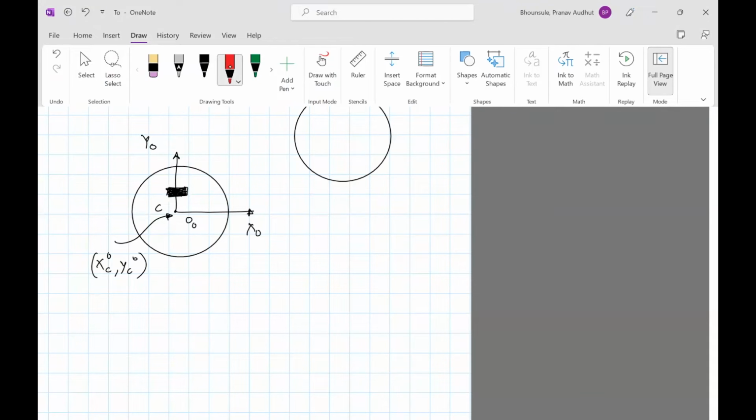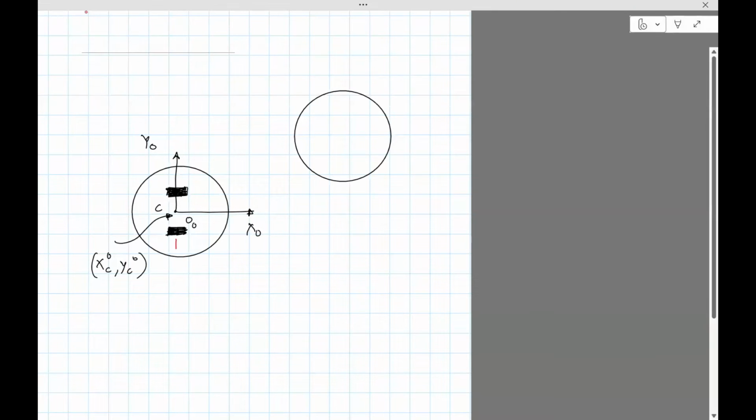Okay, so we'll define a radius for the wheel. And then we'll also define the distance between the wheel and this point C. That's point C is actually midway between the two wheels. So this, let's say, it's basically half the width of the car. So let's call it B. Okay, so this is at time t equals 0.